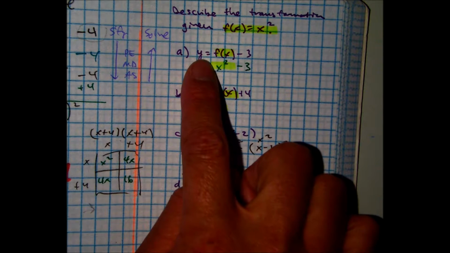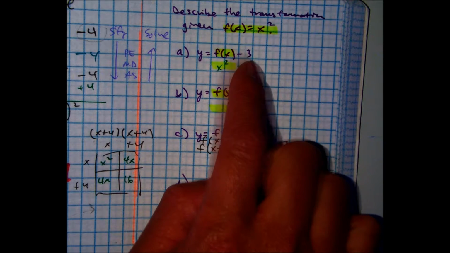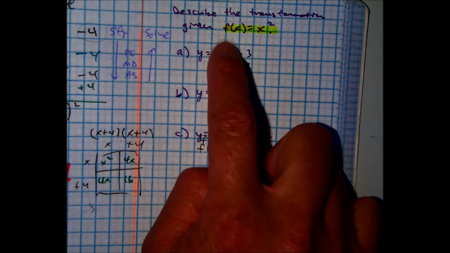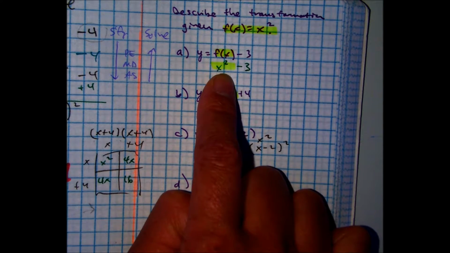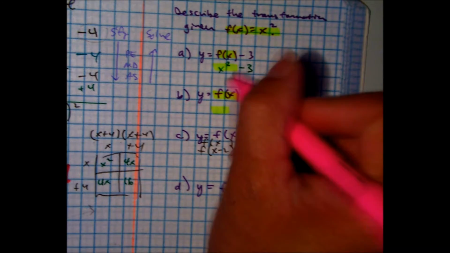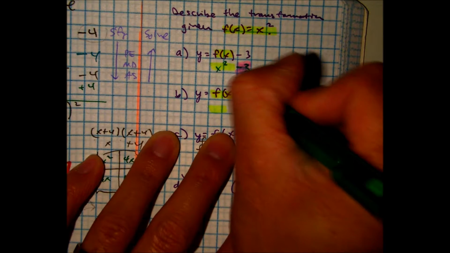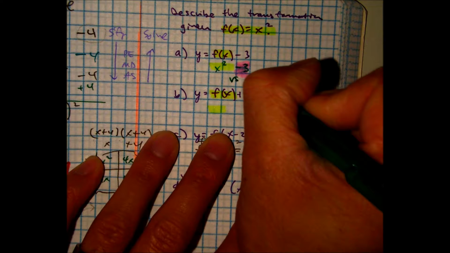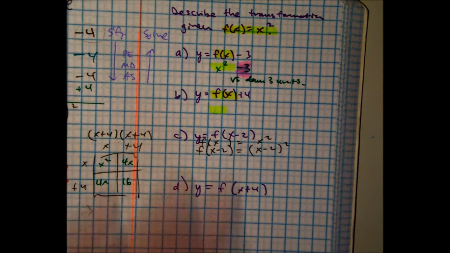In A, it says y equals f of x minus 3. It tells us the parent function says f of x equals x squared, so every time I see f of x, I can write x squared. There's f of x, I wrote x squared. I have this minus 3 on the outside, and that basically tells us that our graph does what? We call that a vertical shift, so down 3 units. Raise your hand if you got that.